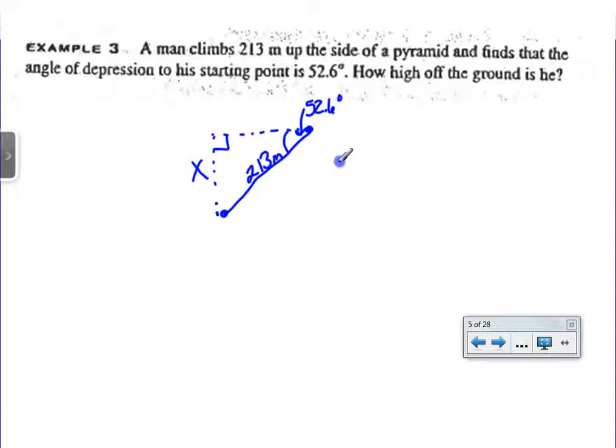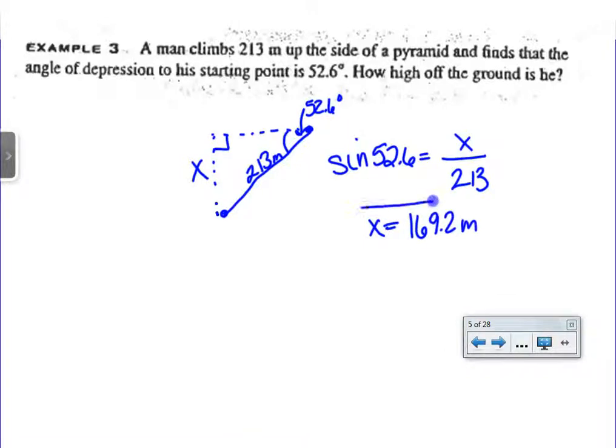So with this information, I think I can set up a sine problem. The sine of the angle, which is 52.6, is opposite over hypotenuse. So on my calculator, 213 times sine of 52.6 is 169.2 meters.